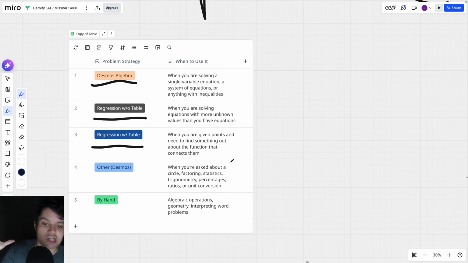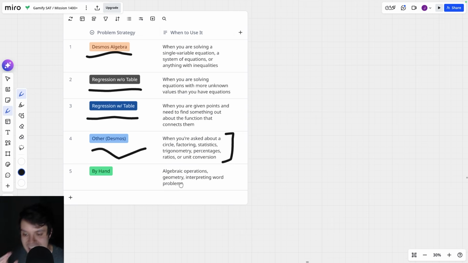If you see any of the other stuff we talked about later in the video, you can also use Desmos for it, but that's other random stuff, not any specific thing you're looking out for. And if there's anything besides that, such as algebraic operations, geometry, and interpreting word problems, that's when you do not use Desmos, you just do it by hand.